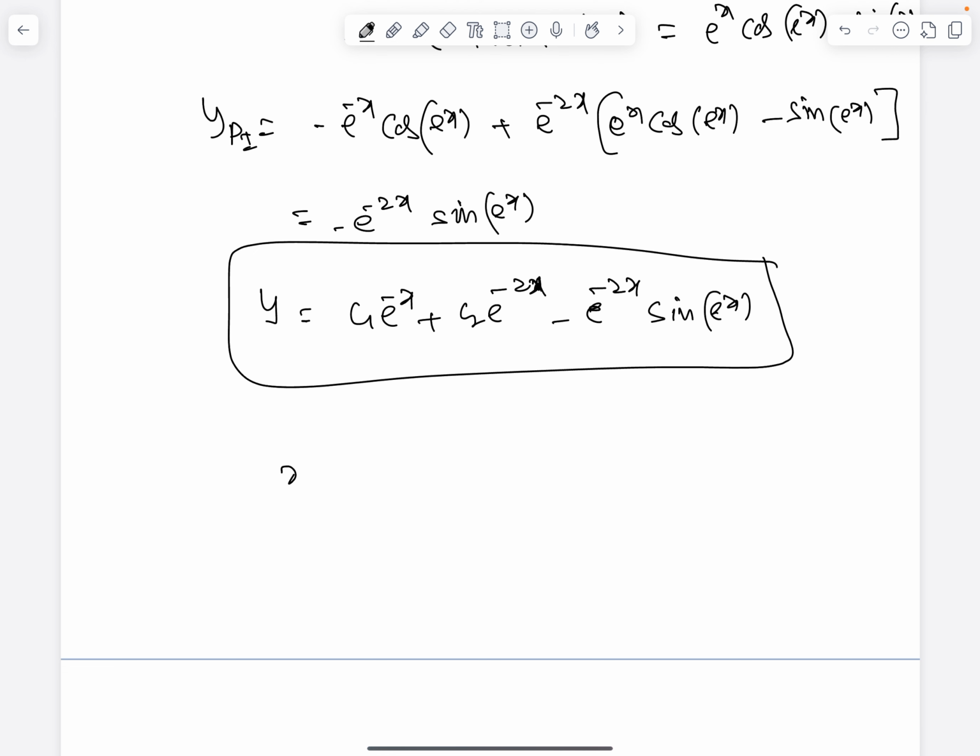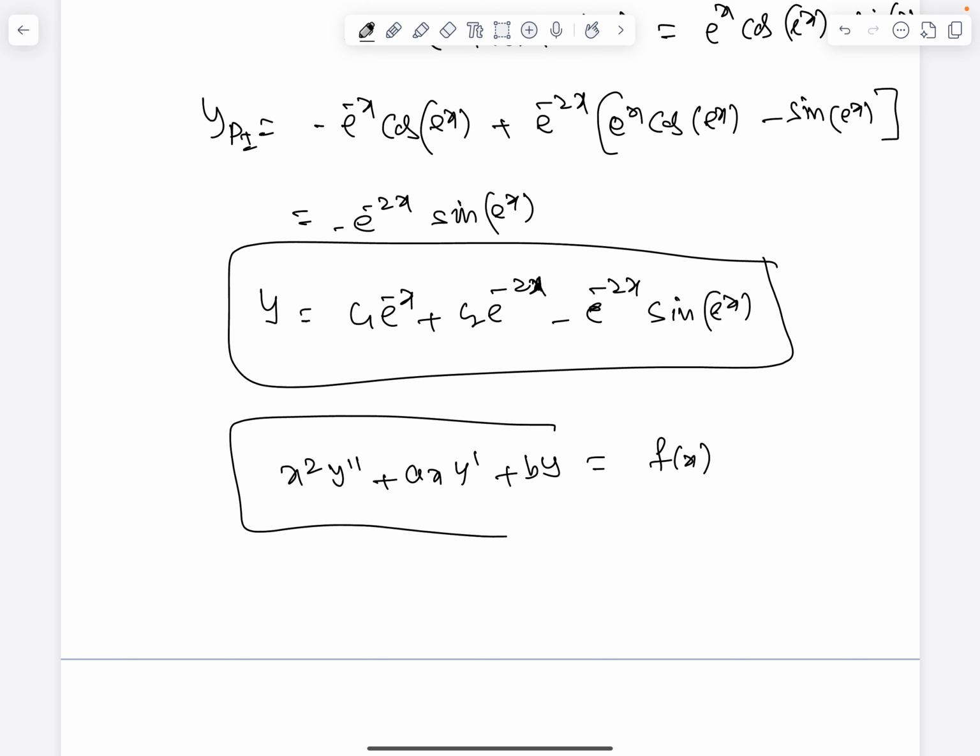We can use variation of parameters to solve problems with variable coefficients also. This is a specific form of variable coefficients. We call this differential equation the Cauchy-Euler differential equation. So to solve these types of differential equations also, we can use variation of parameters.